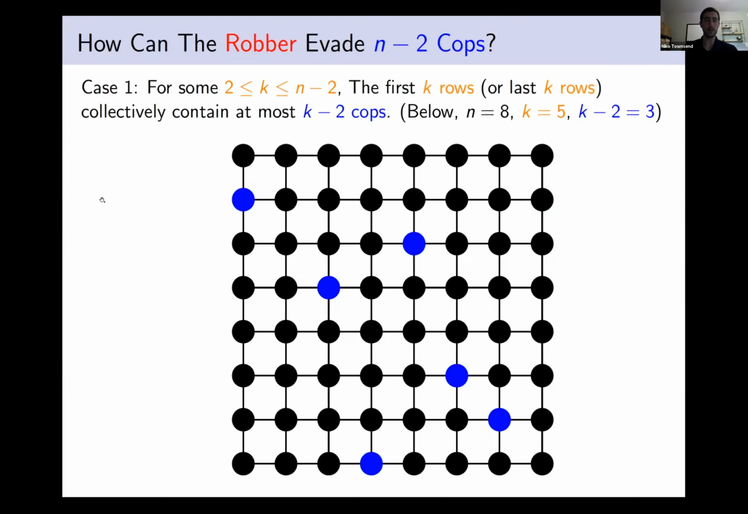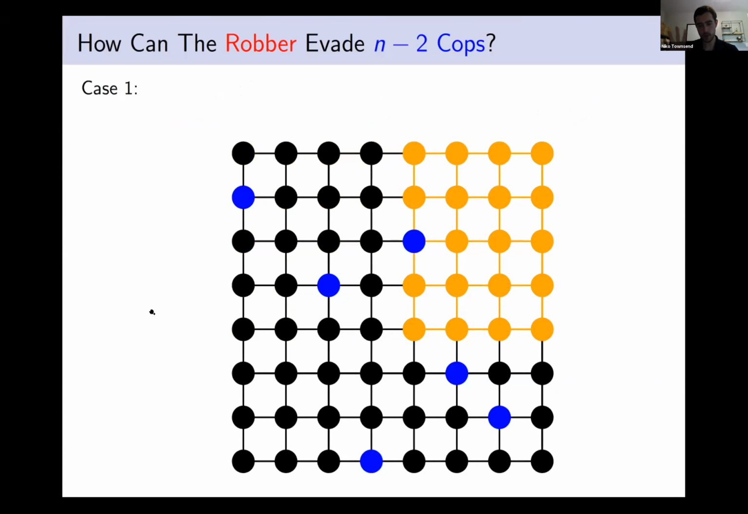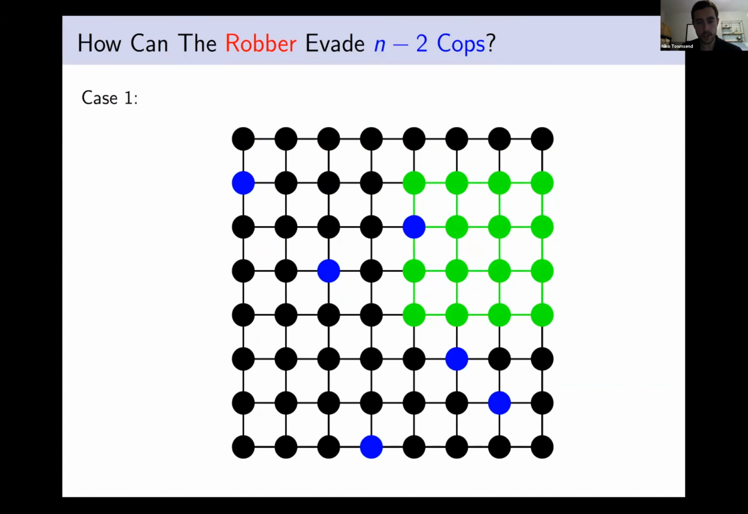And the proof is in cases. Case 1 is the bulk here. So if the first k rows or the last k rows collectively contain 2 fewer cops than there are rows, so we have 2 empty rows, that's going to be a nice region for the robber to find a safe vertex. So you'll notice that the first 5 rows have 2 completely empty rows. And so the robber is going to chop this region up vertically in half and choose the half that has fewer cops. Here we have 1 cop. And no matter how big your region is, there is guaranteed to be a group of 4 consecutive rows within this region that has collectively at most 1 cop between them.